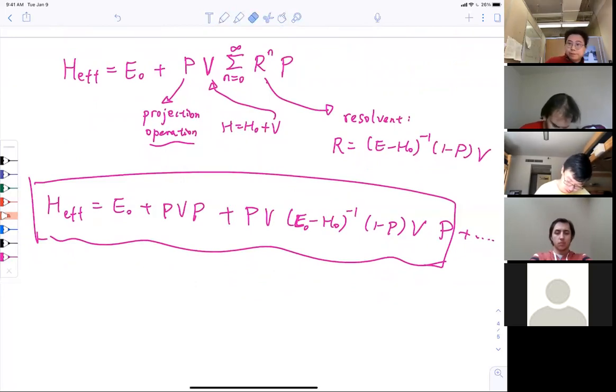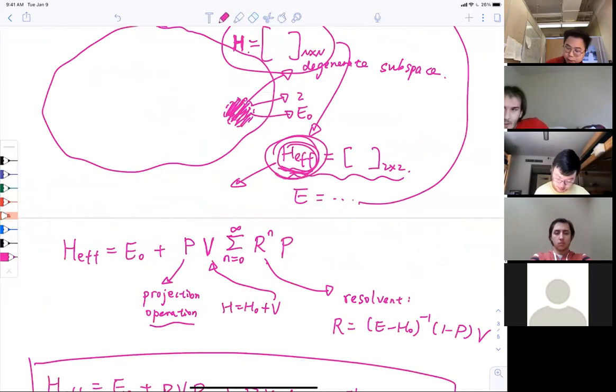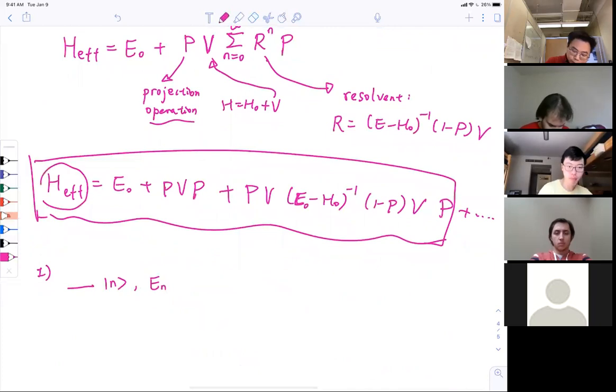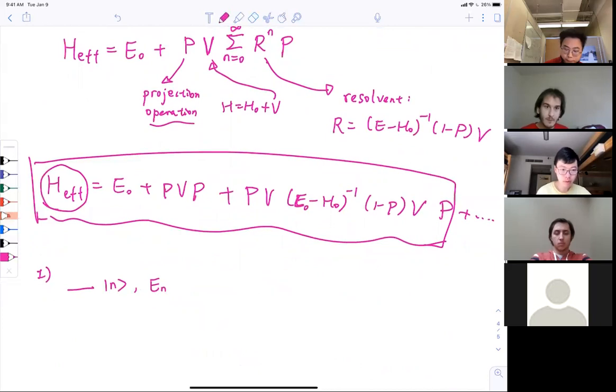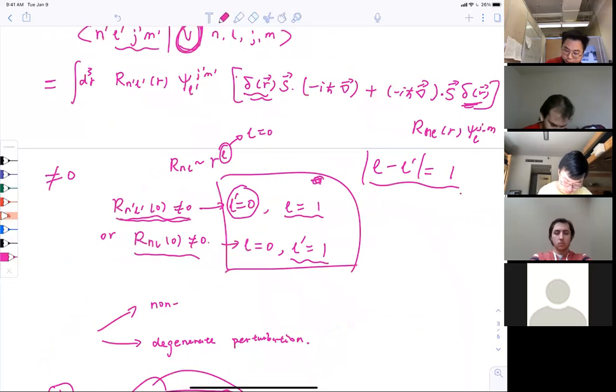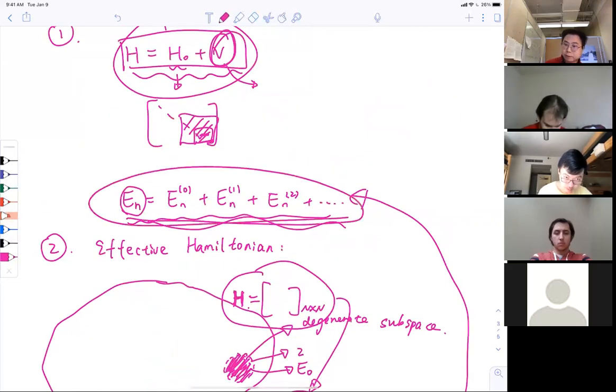So in the first case, if the subspace we care about is one dimension, basically we care about one energy level. Let's say it's ket n, and the original energy is En. Then this effective Hamiltonian becomes just a number, right? Because it's just one dimension, so it's a number. And this number is nothing but the energy we would get from the standard perturbation.